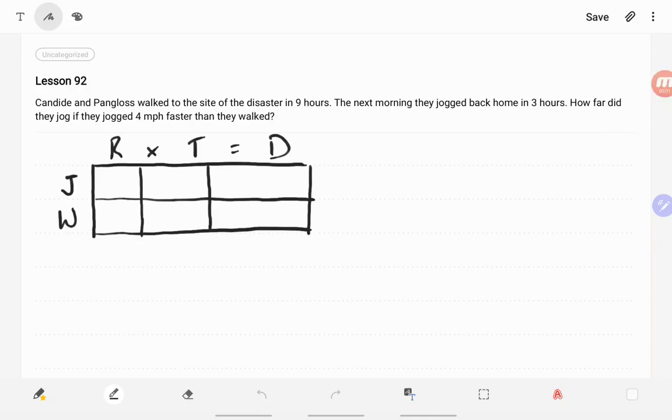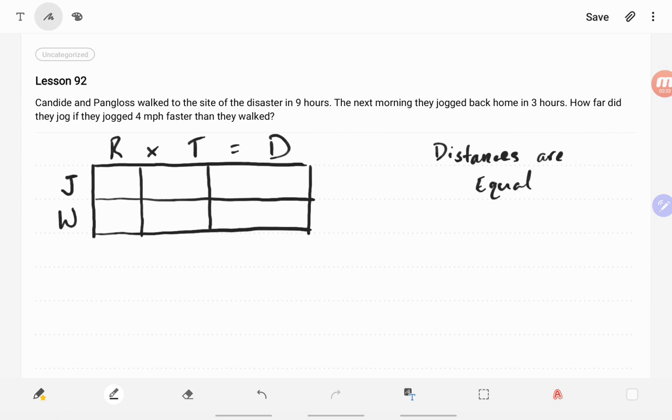This is Mr. Peters on lesson 92 in Algebra 1, and we are going to be talking about uniform motion problems, and these are going to be uniform motion problems that have equal distances. And that's kind of the crucial part to remember here, is that our distances are equal.